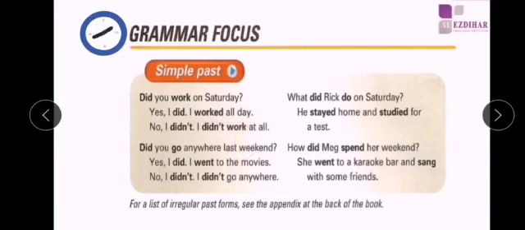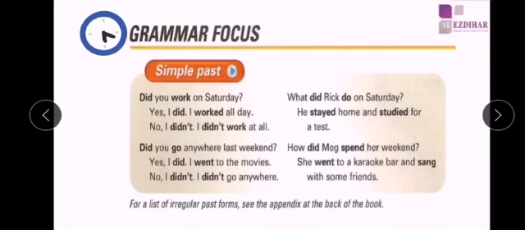Now let's try to take a look. It's also part here to know that for WH question we can try to ask, what did Rick do on Saturday? We don't need to use short responses, but we are going to answer the question in the past form. He stayed home. He stayed here is a past tense, and studied is also a past tense. So he stayed home and studied for a test.